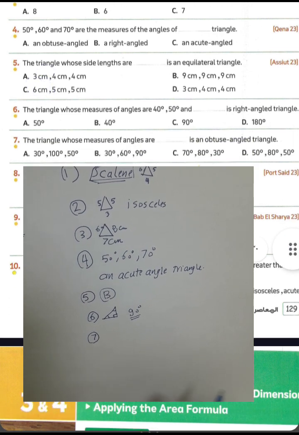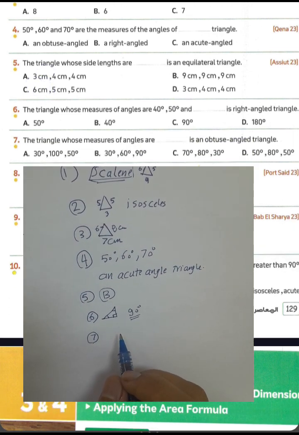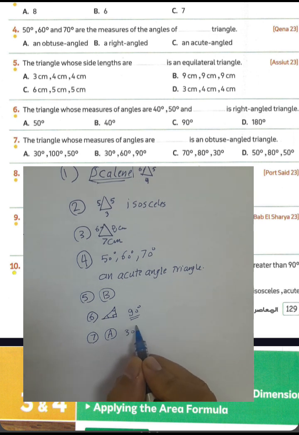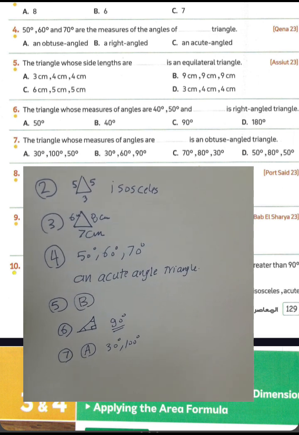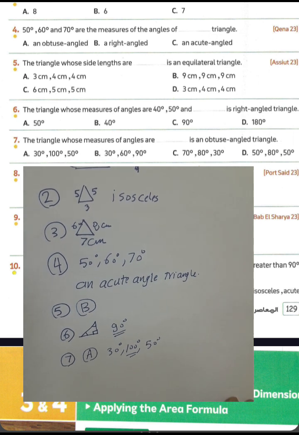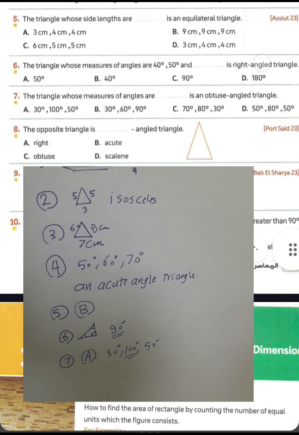Question 7. The triangle whose angle measures are blank, we call it an obtuse angle triangle. Obtuse means the measure of one of the angles of the triangle is greater than 90 degrees, such as letter A, 30 degrees, 100 degrees and 50 degrees. We call this triangle obtuse. Obtuse angle triangle.